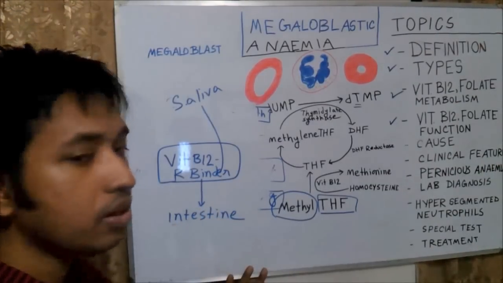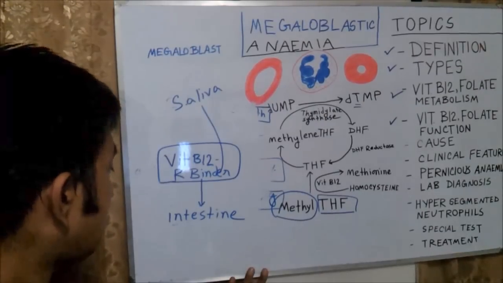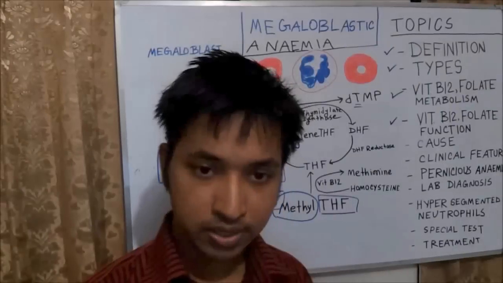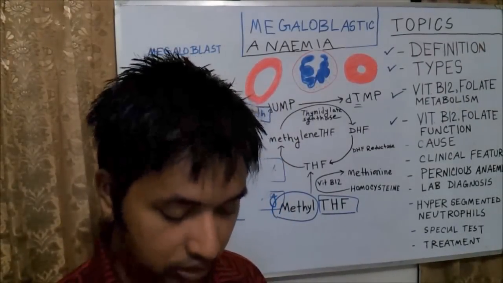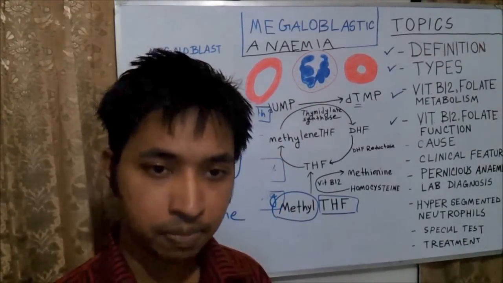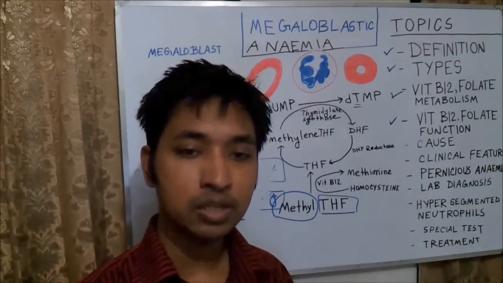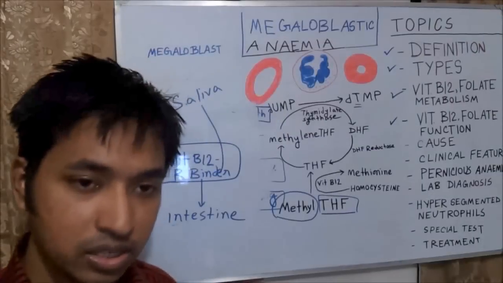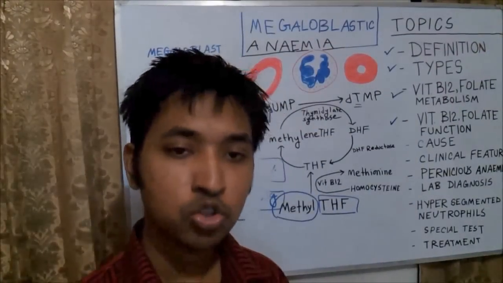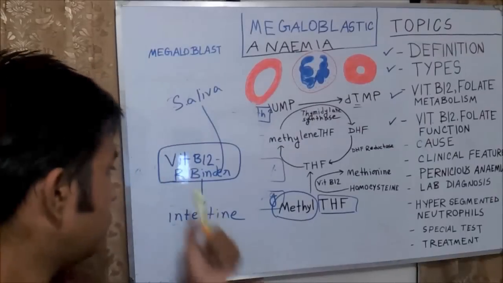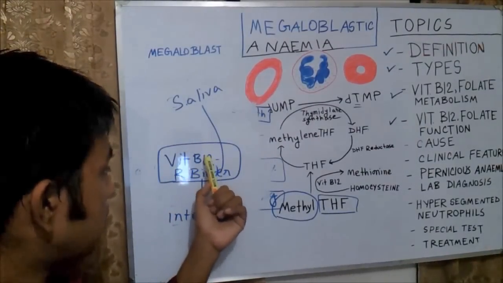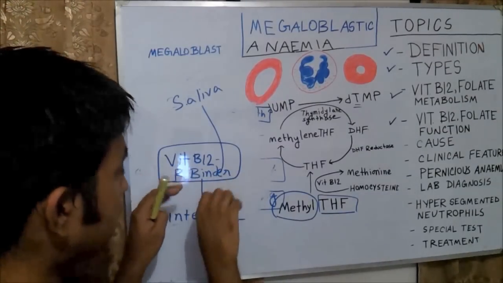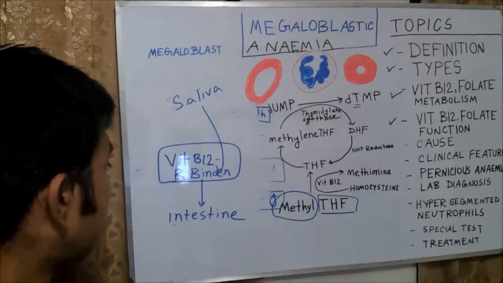Okay, and what will happen in the intestine? We know the pancreas also has a duct that opens in the intestine in the second part of the duodenum, and through that opening the pancreas can release a lot of proteolytic enzymes in the intestine, and it does so. Those proteolytic enzymes finally destroy this R binder vitamin B12 complex. That is, they make these two things separate again, and then what happens?